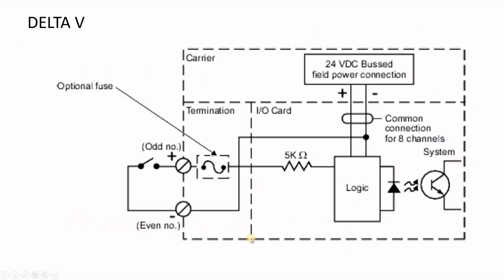Delta V DCS, what they showed us here is again a positive and a negative. What does it mean? If you look at the LED inside your optical isolation, it has one direction only. So it can only receive the positive back from your limit switch or dry contact.